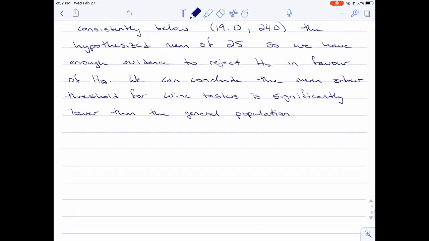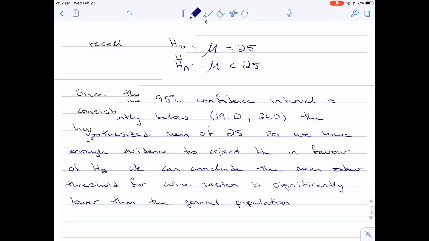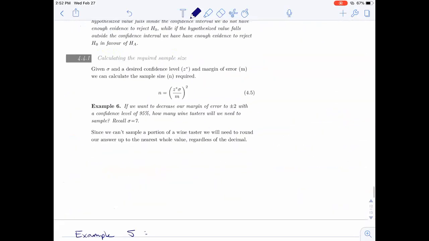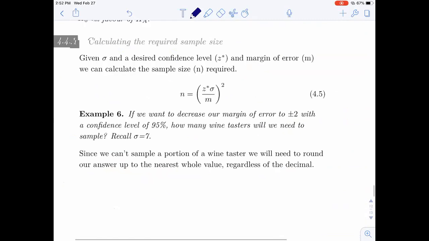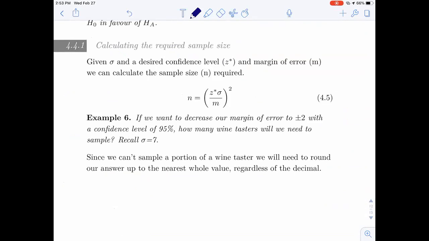So let's scroll down here, or up, I guess. There. So given sigma, so you have to know sigma, which is not really that reasonable, which we'll get to later, but given sigma and some desired confidence level, so you want to have a 95% confidence level or a 90% confidence level, right, which translates to a Z star, right? Say I want a 95% confidence interval, Z star is 1.96. And margin of error, which we're going to denote by a lowercase m.